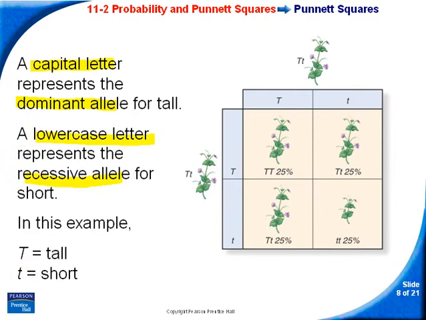So in this example, we're talking about the characteristics of tall and short. Big T will stand for tall, little t will stand for short. Often they'll use a letter that represents the dominant trait. In this case, obviously, big T for tall. They wouldn't use an S, because S is the recessive trait.